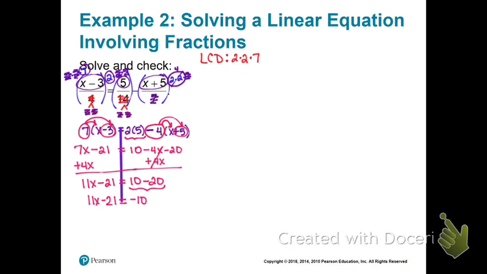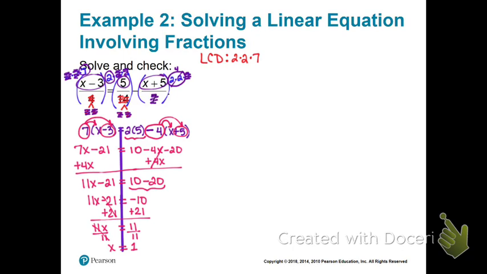Good. Now what? It's 11x equals 11. How? Add the 21. So we get 11x, negative 21 plus 21 cancels, equals negative 10 plus 21 is 11. And then you divide by 11, the 11 in front of the x, because you're trying to get it by itself. And you get x equals 1.